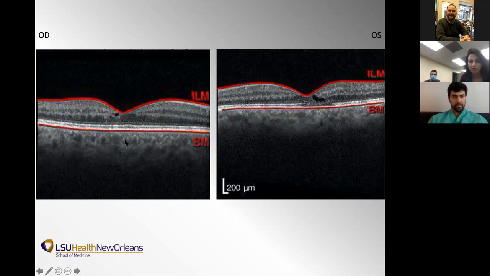Good job. So yes, the layers in the right eye are all preserved. The foveal contour is nicely preserved here in the right eye, and there's this cystoid space, could possibly be fluid or just a cavitation within the retina in the right eye. And similarly, a larger cavity present here could be fluid, just like you said, or just a cavitation within the retina in the left eye. And there is a disruption of the ISOS line in the left eye over here.